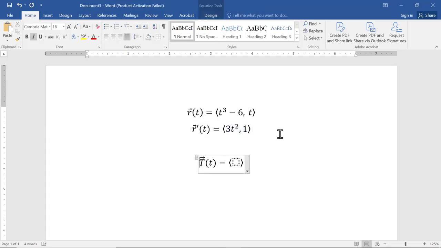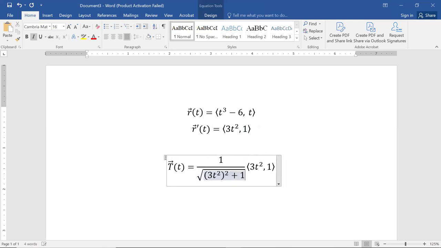That means my unit tangent vector is going to be 3t squared, comma, 1, multiplied times 1 over the magnitude of that vector. Now, if you take the magnitude of that vector, you go 3t squared, quantity squared, plus 1, all underneath the square root. Notice that this is going to be 9t to the fourth.